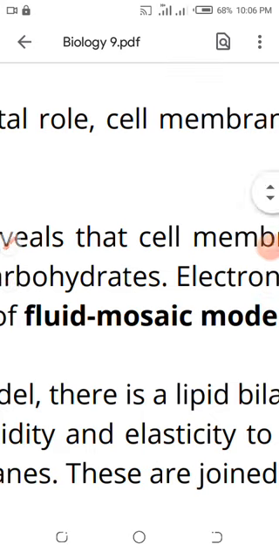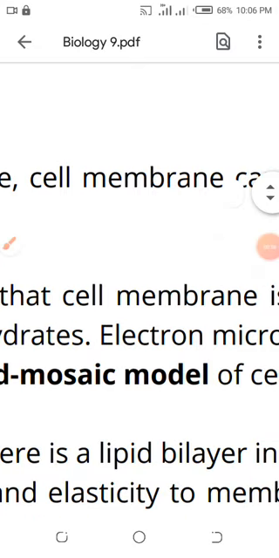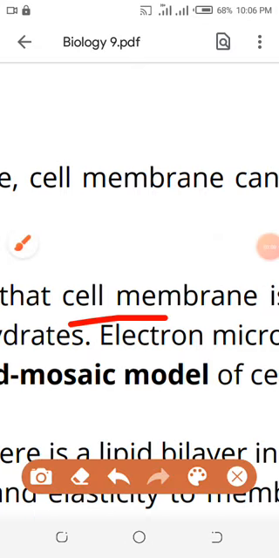Actually, cell membrane, which is also called plasma membrane, is different from the cell wall. The difference between the cell wall and the cell membrane is that cell wall is a dead structure and cell membrane is a living structure.